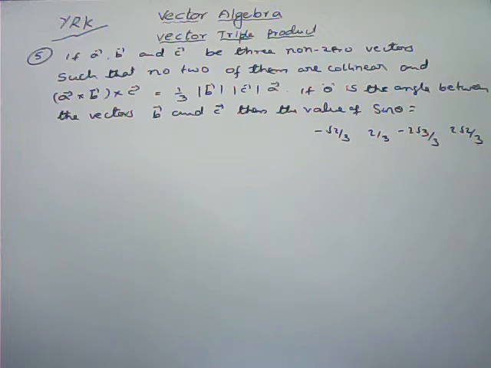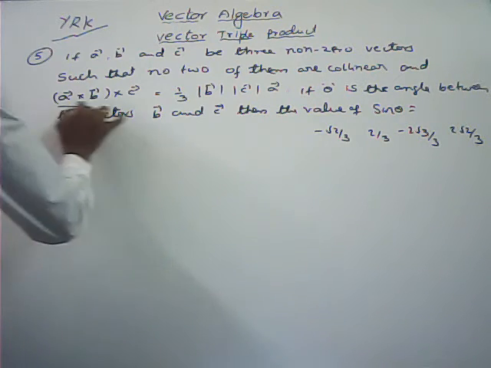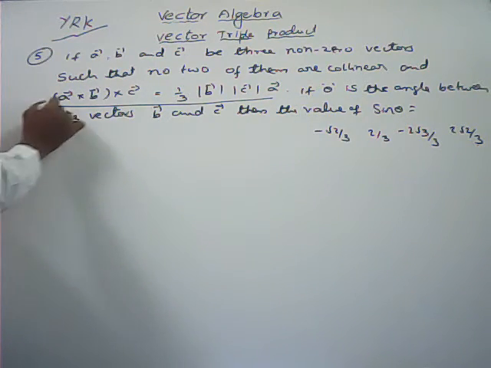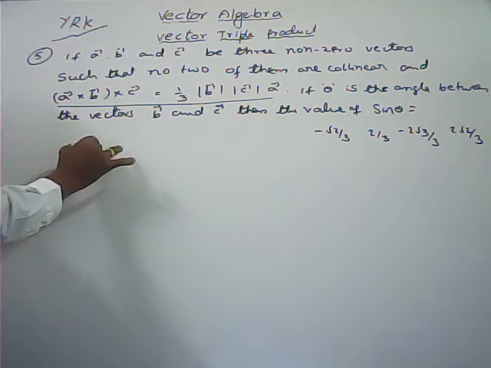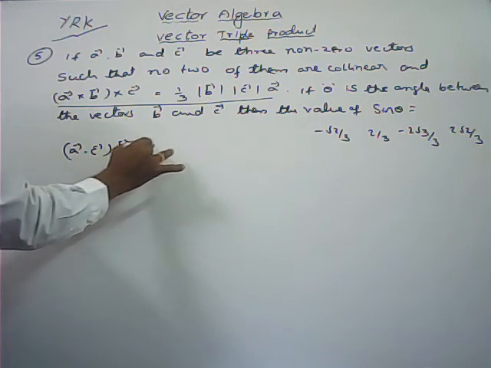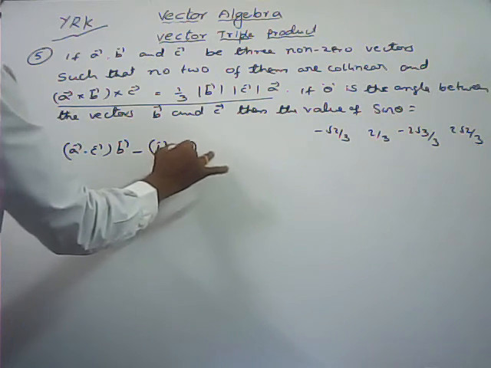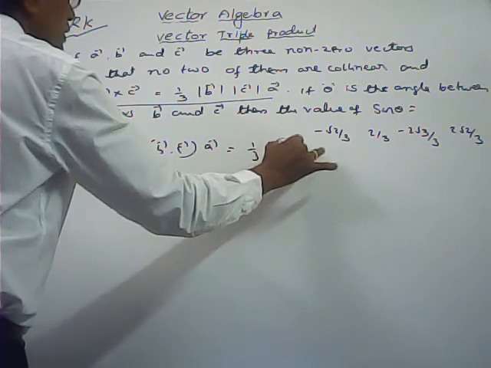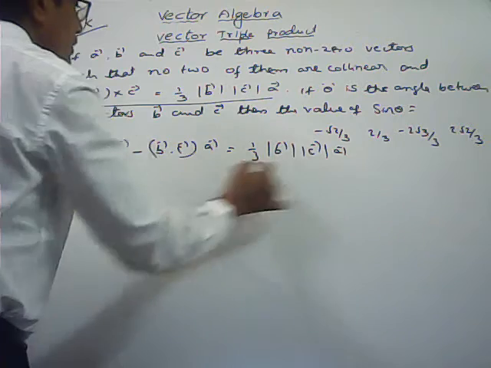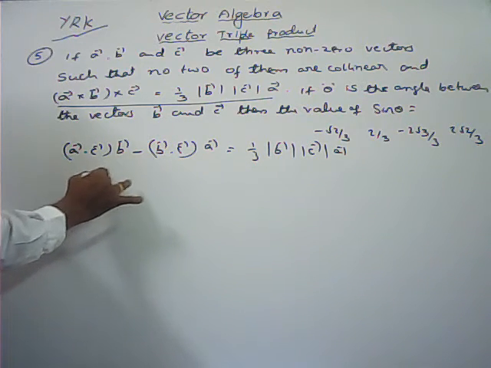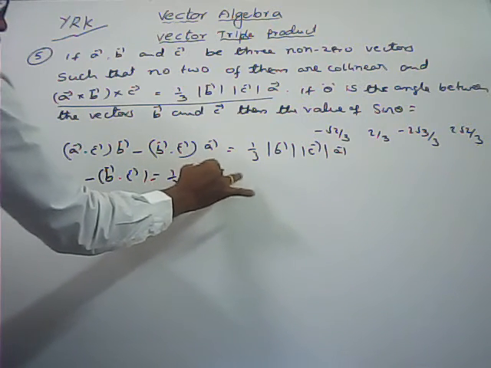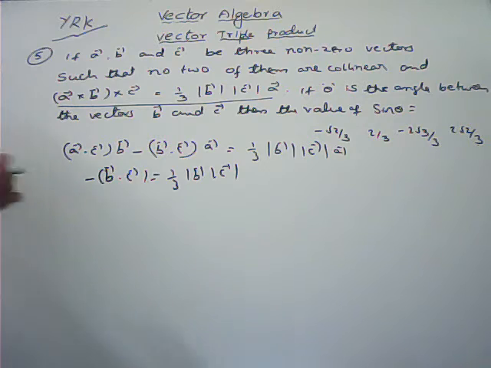A bar, B bar, C bar be three non-zero vectors such that no two of them are collinear, and this is given. So here if I expand this one, we can compare the A bar coefficients also. How to write this one? A bar dot C bar into B bar minus B bar dot C bar into A bar, that is equal to 1 by 3 modulus of B bar into modulus of C bar into A bar. So here A bar coefficient minus of B bar dot C bar, that is equal to 1 by 3 modulus of B bar into modulus of C bar. Comparing the A bar coefficients.